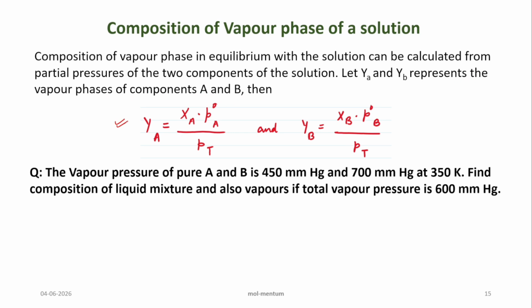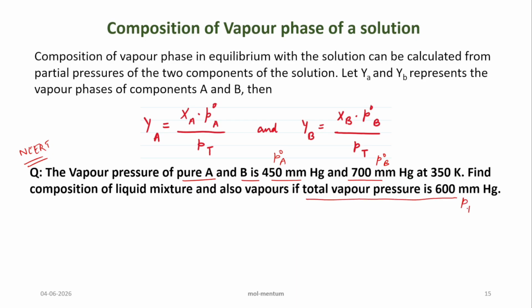Suppose YA and YB represent the vapor phases of components A and B. Then the composition can be calculated as YA equals mole fraction of A into pure vapor pressure of A divided by total pressure. Similarly, the vapor phase composition of B is mole fraction of B into pure vapor pressure of B divided by total pressure. One question I have picked up from NCERT only. The vapor pressure of pure A and B is 450 and 700. That means this value is P naught A and this value is P naught B, the pure vapor pressures. Find the composition of the liquid.